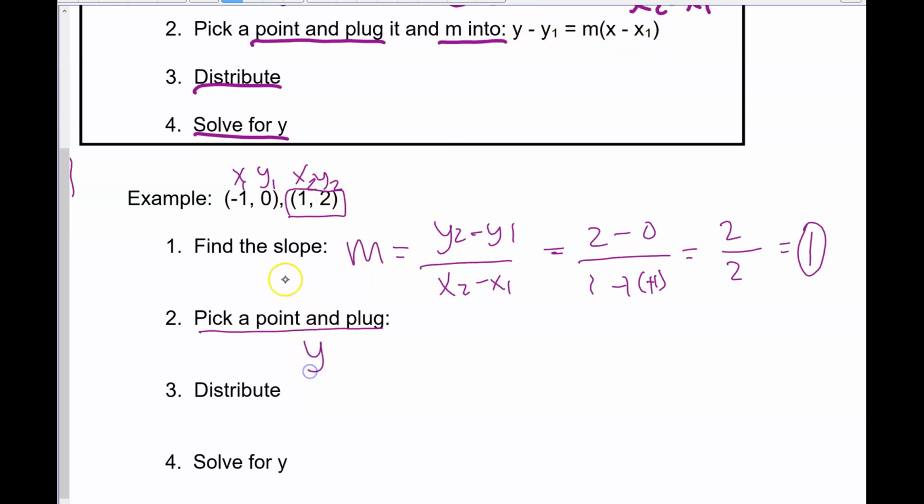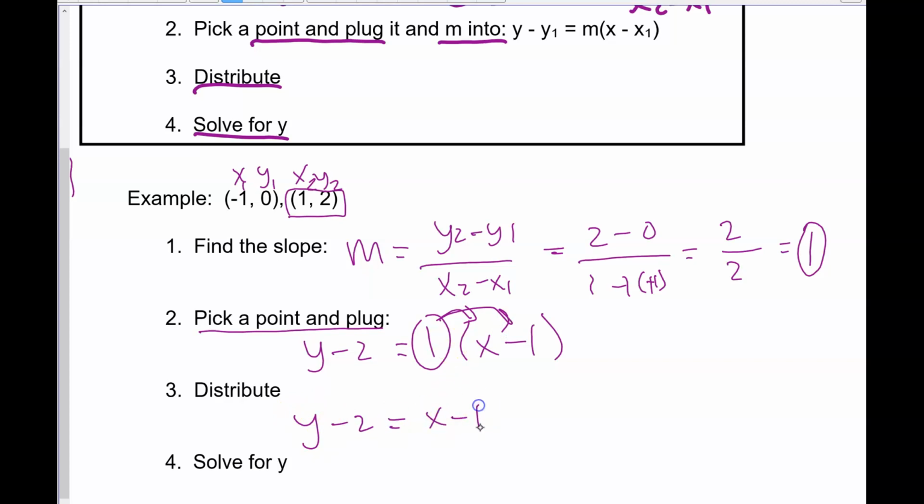So I'm going to take y minus 2, because that's a positive 2, is equal to my slope, which is 1, and then times x minus 1. Okay, so I'm going to distribute, and the good thing about distributing by 1 is you get the exact same thing. So I get y minus 2 is equal to just x minus 1 when I multiply there. And then I'm going to solve for y.